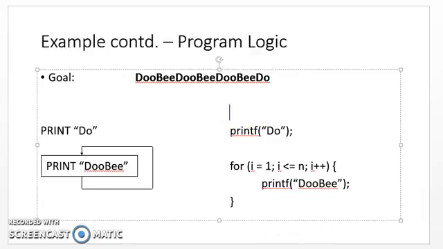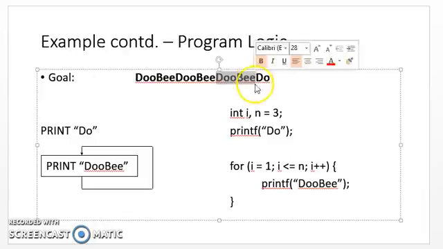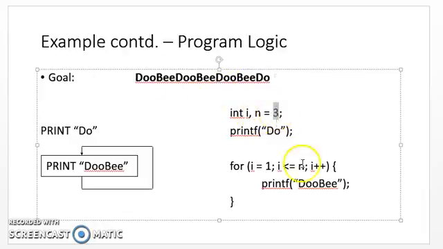So basically we need two different variables here, int i and n. n should be some value. In our case, let us say 3, because we need 3 repetitions of this word do, be. Once, twice, and thrice. We need 3 repetitions of this. So we are having n is equal to 3 initialized.